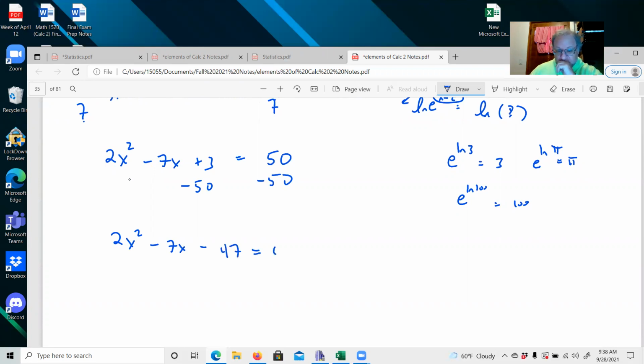Oh, I should have considered my numbers better. 47, I think 47 is prime. So 2 times 47 is going to be 94. The only two factors for 94 are 2 and 47. That ain't adding up to 7.